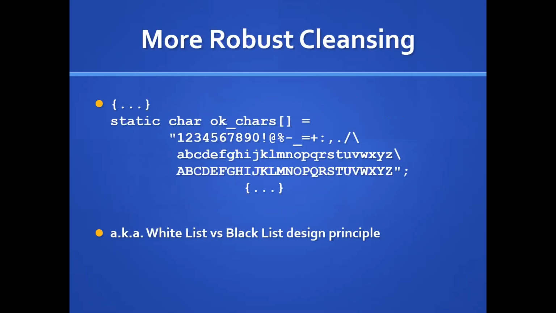Here we have an example of more robust cleansing. You create a list of values, usually referred to as whitelisting or blacklisting. You have a list of characters that you define as the only characters that should be used, or the characters that should not be used. You can try both approaches. It depends on your approach.